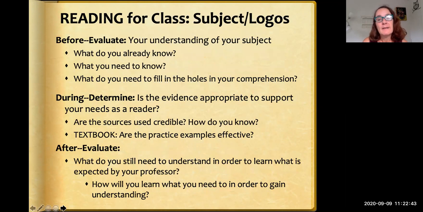So reading for class, subject, logos. Before, evaluate your understanding of the subject. What do you already know? What do you need to know? What do you need to fill in the holes of your comprehension?